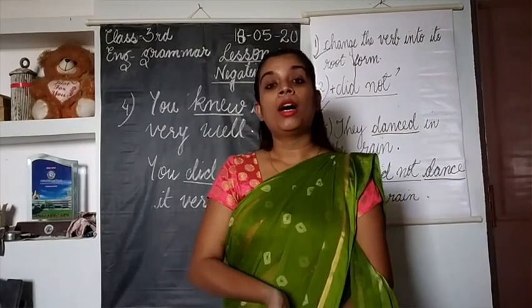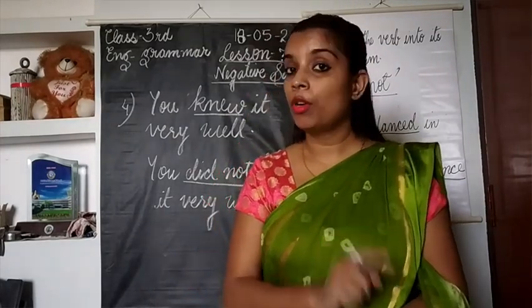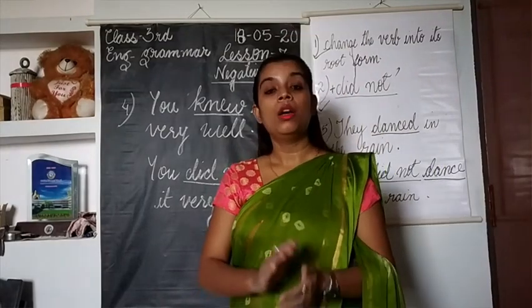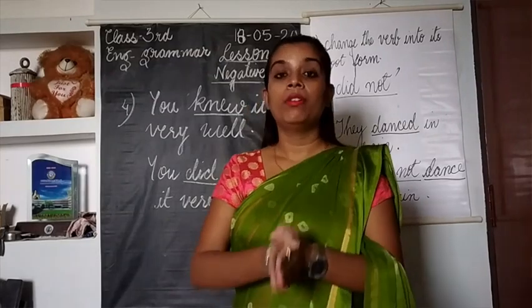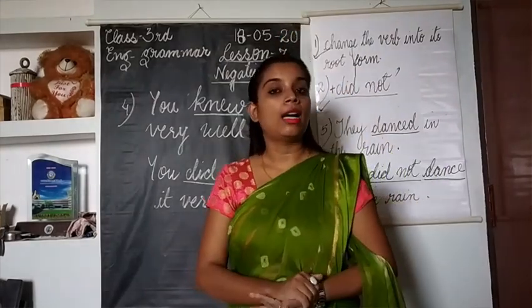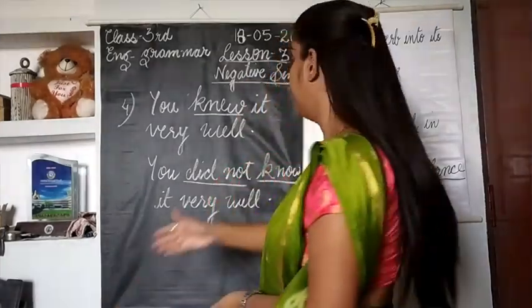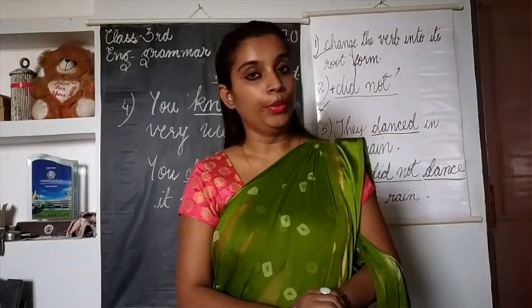Now when sentences are in past tense, or in sentences where the second form of the verb is used, what will we do? First we will change the verb into its root form, and then we will add did not after the subject. I have given you 5 examples, and I hope this is also clear to you all.